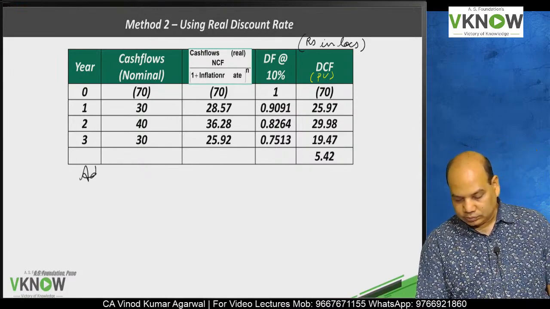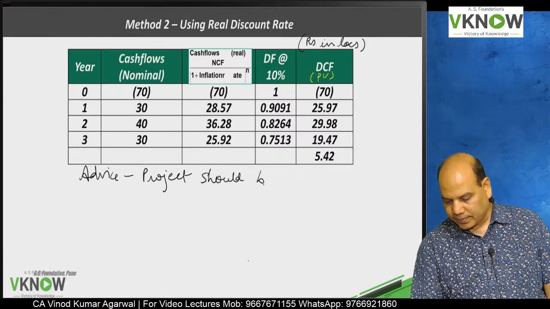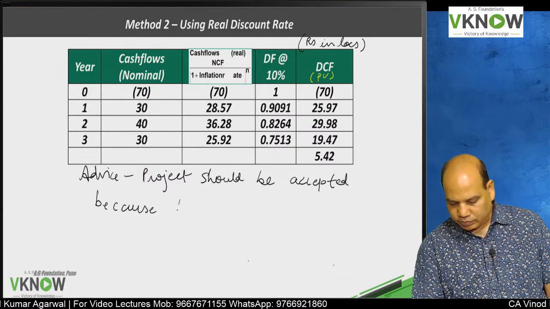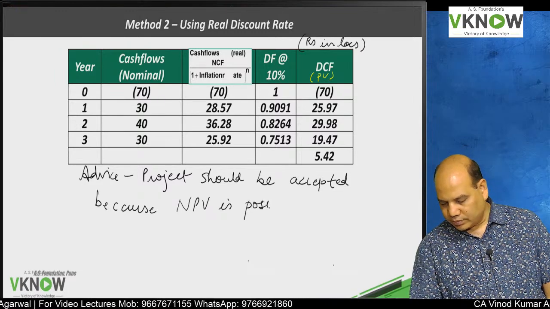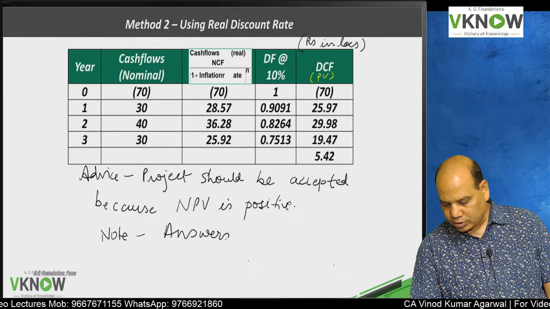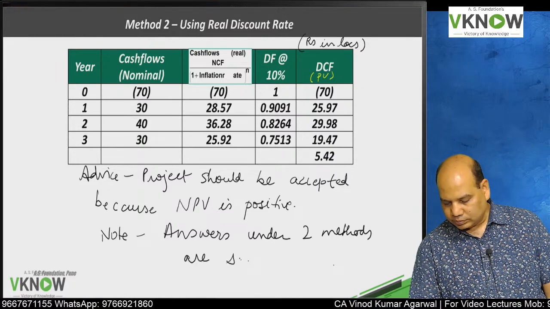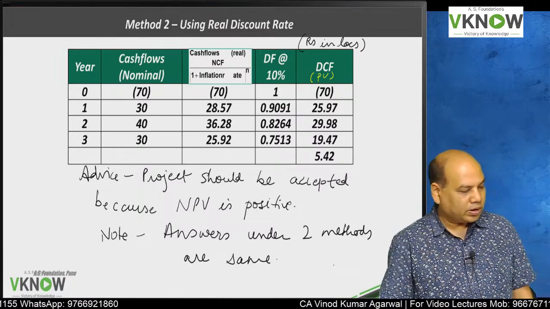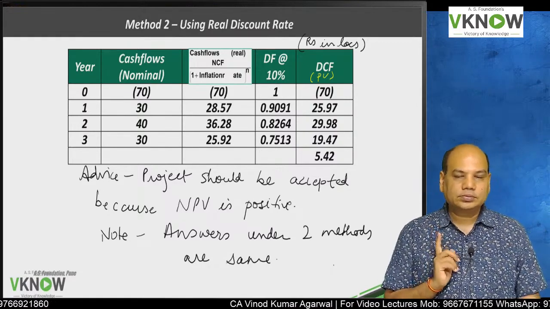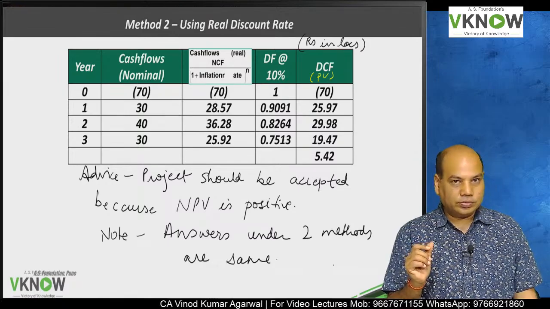So advice, write down: projects should be accepted, because NPV is positive. One note: answer under two methods are same. Now what you will do in the exam, if nothing is given, you have to solve only once. I have solved by both ways, because if they ask a particular method, then you can follow that method also. Okay.